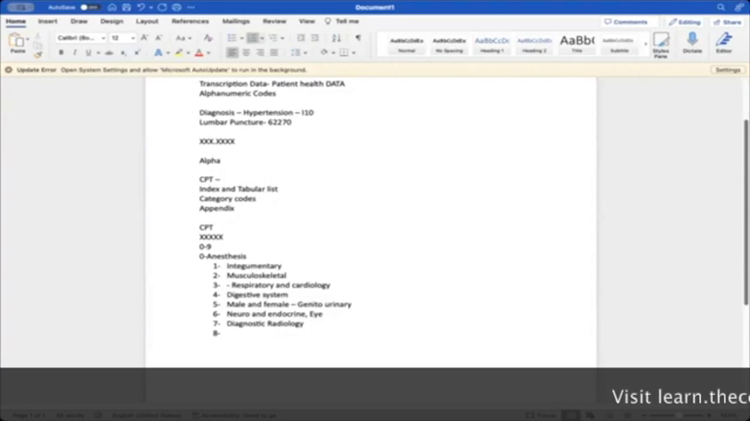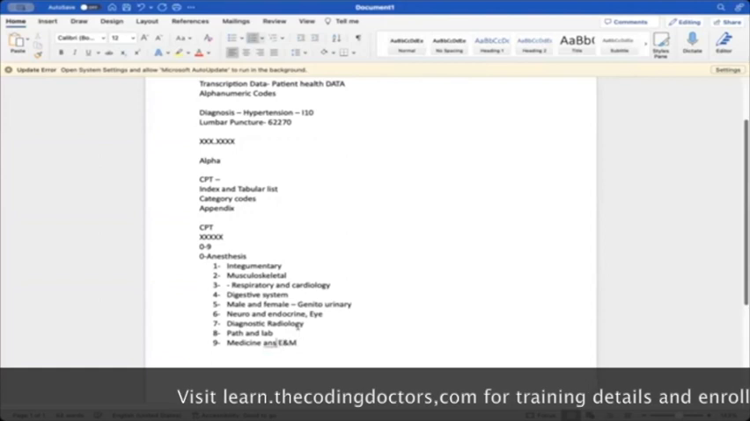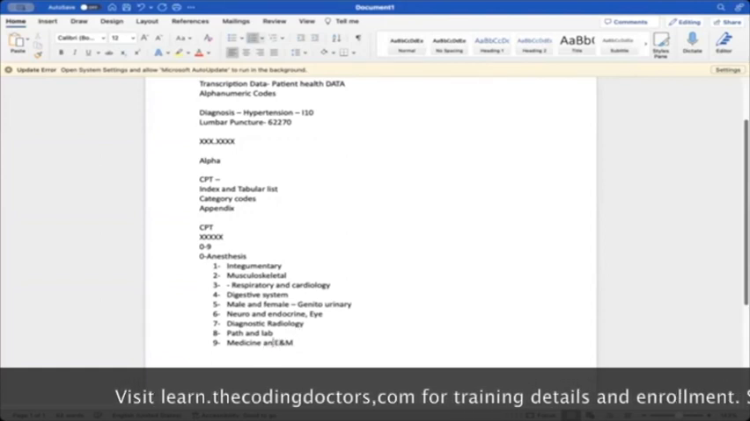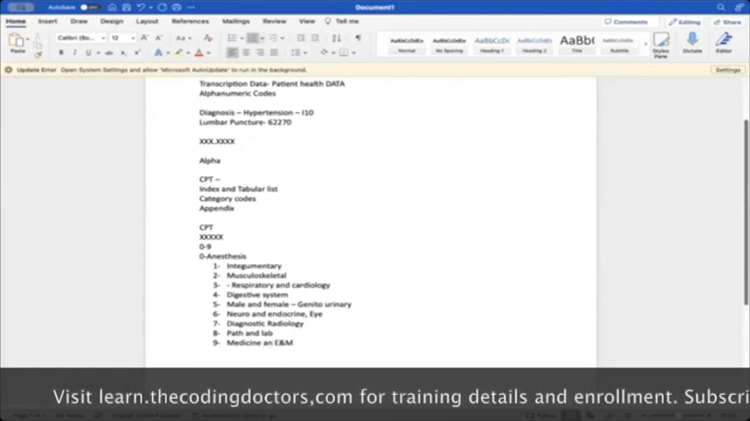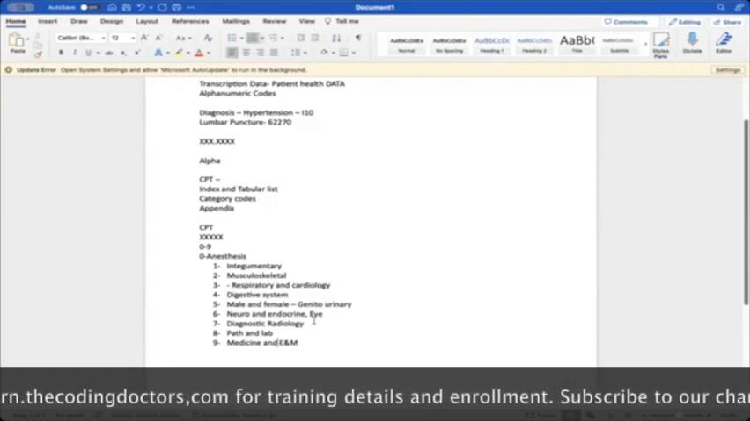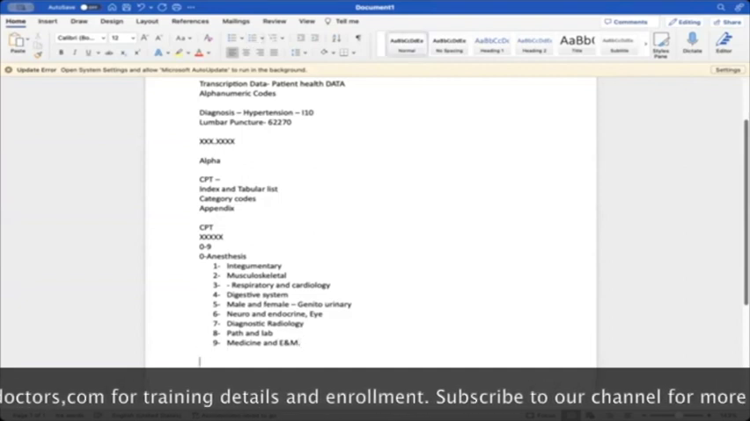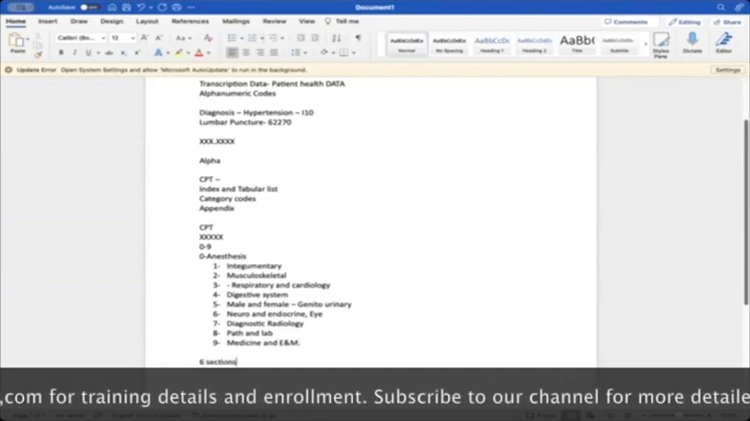What is the difference between diagnostic and therapeutic intervention radiology? 8 series, pathology and lab. 9 series would be medicine and part of E&M. So total we have 10 code series, 0 to 9. So all this range of codes has been categorized into 6 sections total. Remember carefully. 6 sections. What are they?